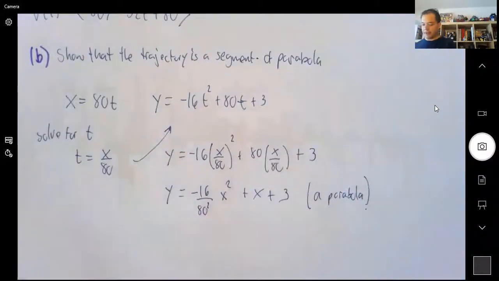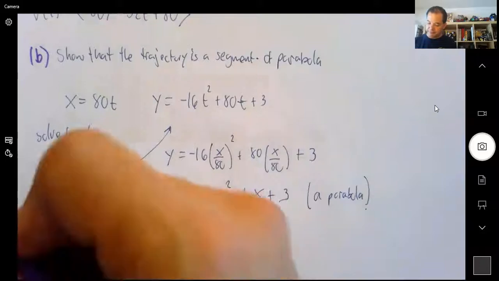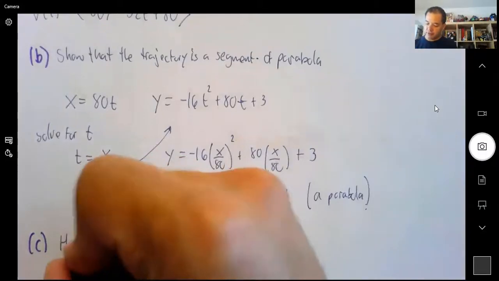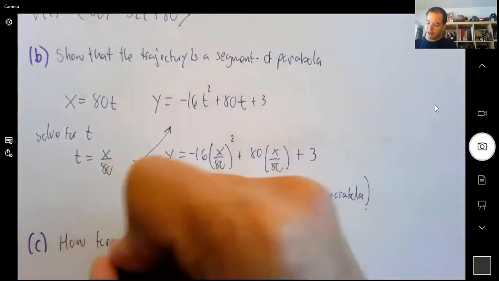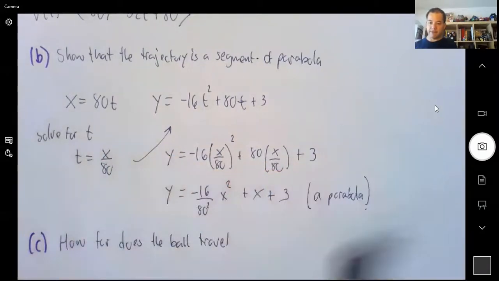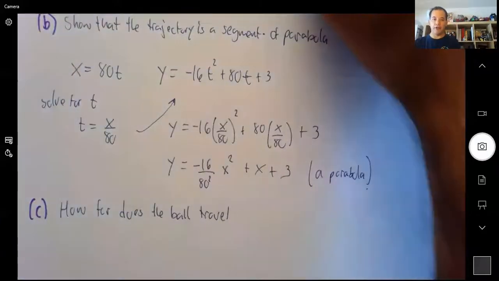So that's the end of that one. Part C says, assuming a flat playing field, how far does the ball travel horizontally? How far does the ball travel? All right. And how do we do that?